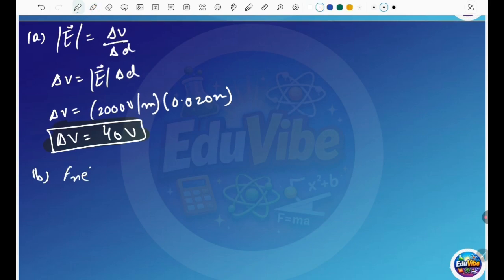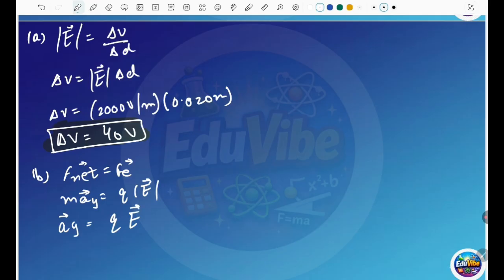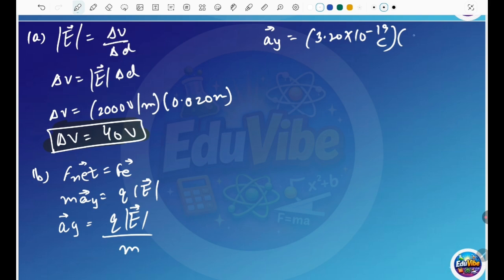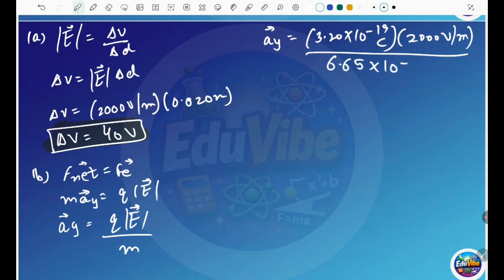We know that the net force is equal to the electrostatic force. Net force is m times acceleration, and this is q times electric field. We want that acceleration at y, which is q times electric field divided by mass. So for acceleration at y, we have q of the alpha particle, which is 3.20 × 10^-19 coulombs. The electric field is already given to us, 2000 volt per meter, divided by the mass of the alpha particle, which is 6.65 × 10^-27 kg.